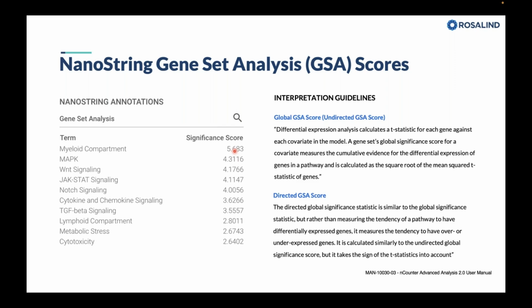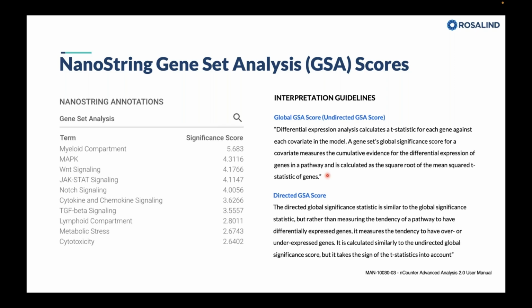So if you're brand new, let's take it from the basics and slowly build up from the foundation. First thing to notice is for these GSA scores, which were developed by NanoString again, there's two types. There's a global score, also called undirected, and there's also a directed score. So I'm just going to read this to you. It's from the manual if you haven't read it before. But for the global score calculation, it's done like this.